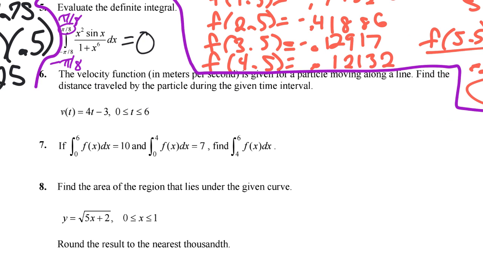Number 6, it says the velocity function in meters per second is given for the particle moving along a line, find the distance traveled. So if the velocity, the position function is the integral. So the integral of 4t minus 3 from 0 to 6. I know this is linear, so I don't need to worry about that.